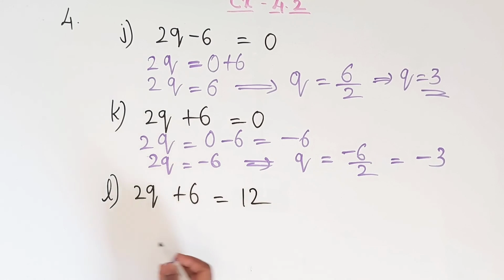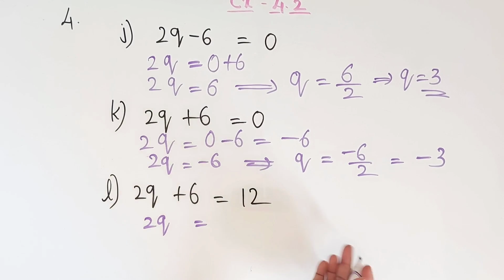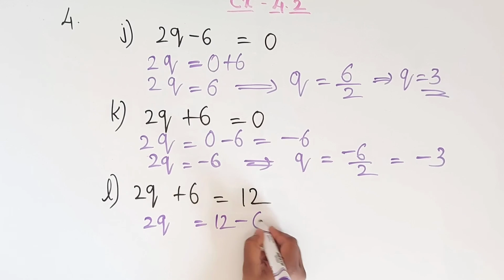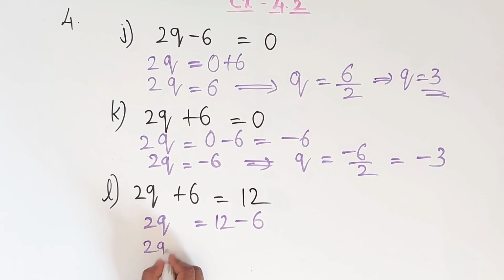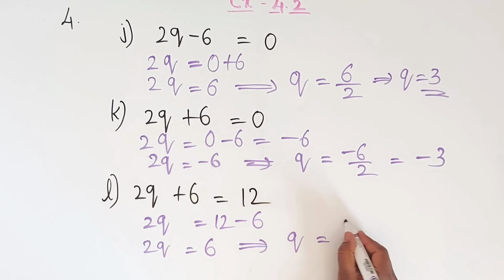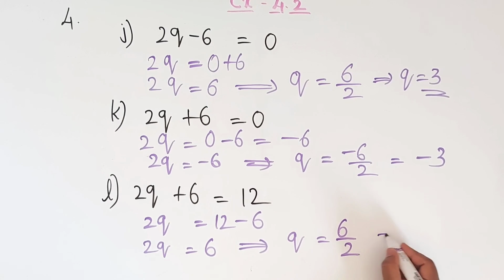2q plus 6 equal to 12. Here separate 2q first. Now send this 6 to the right hand side. That will be minus 6. 2q equal to 12 minus 6 is 6. We want q only, children. Now send this 2 to the right hand side. Correct? 2 is multiplying here. If you are sending to the right hand side, it will divide. 6 by 2 means q value is 3.